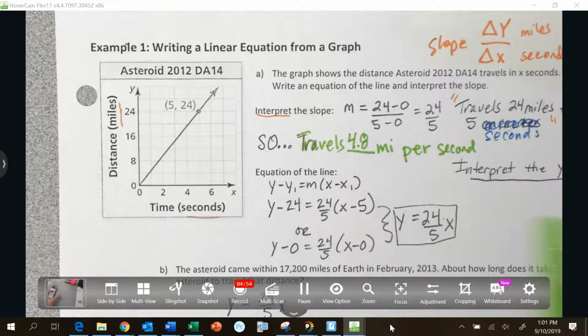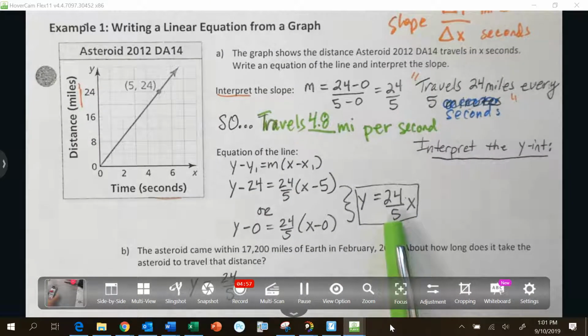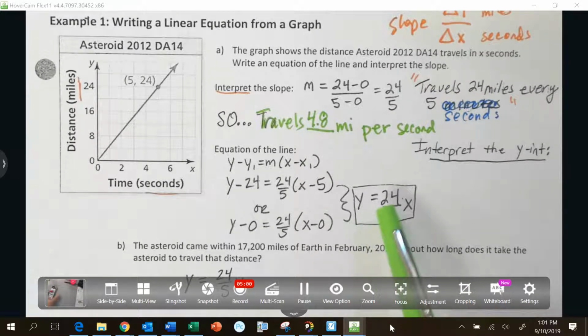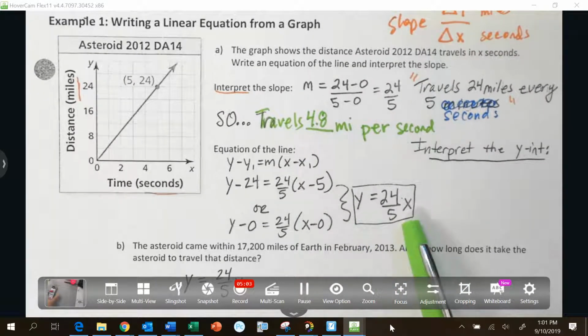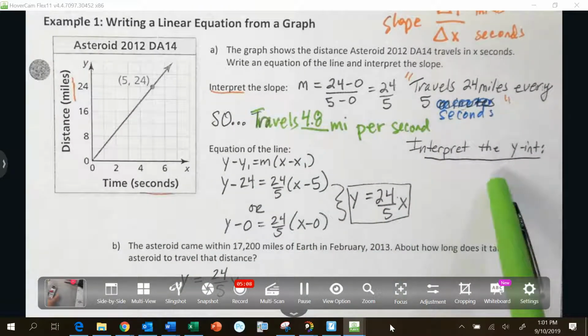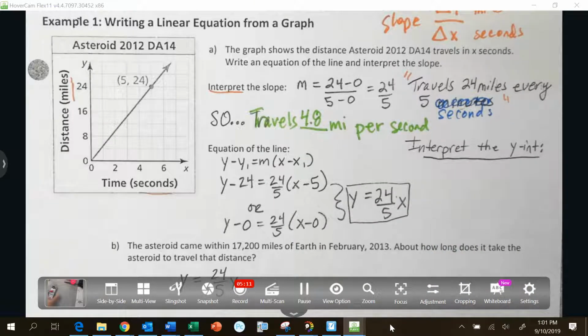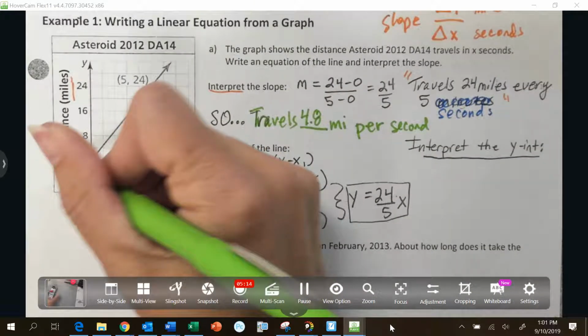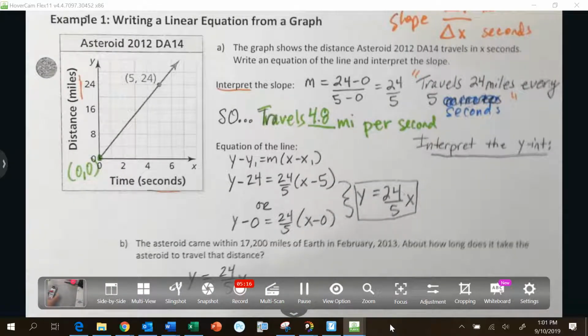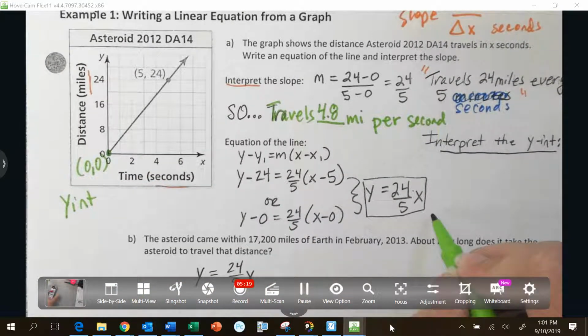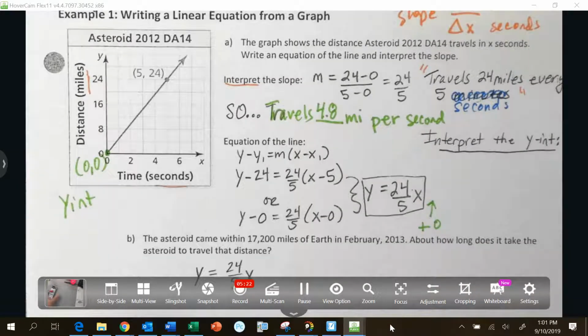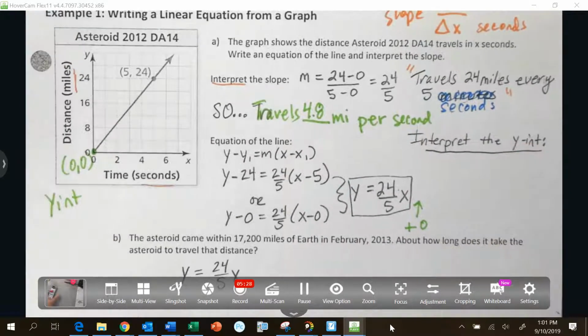And then I went and found the equation of the line. The equation of the line is y equals 24/5 x. If we look at the picture or at our equation, we need to interpret the y-intercept. So what is our y-intercept? If we look at the picture, it's 0, 0. That's our y-intercept. If we look at the equation, it's the plus b. There isn't a plus b, so it's 0. So at what time has the asteroid traveled how far is what we're asking for with the y-intercept.